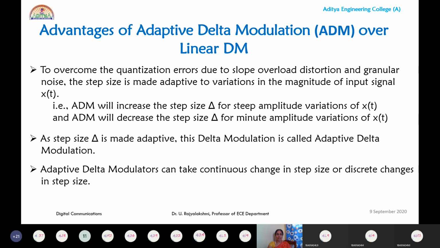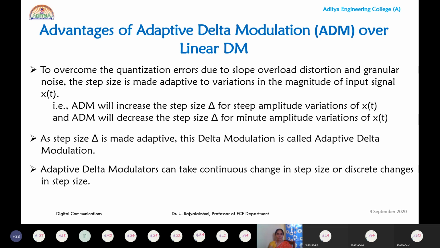Now what is the main drawback of linear delta modulation? In linear delta modulation, the step size is a constant value. We need to vary the step size of the staircase waveform of ADM, adaptive delta modulation.